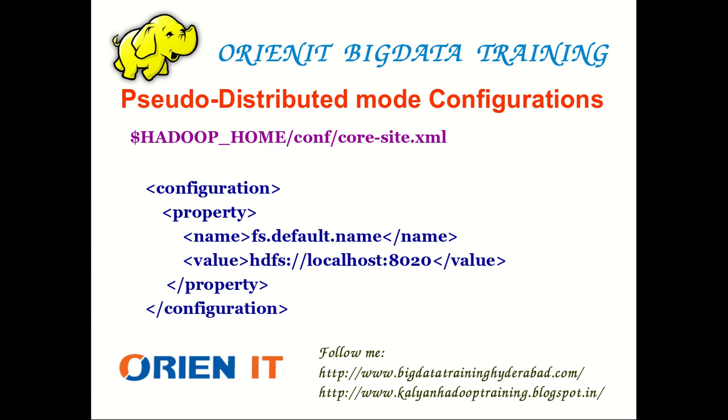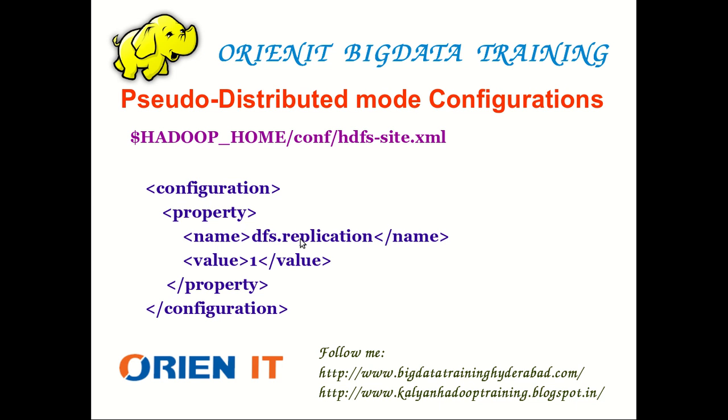So this is the major property inside core-site.xml. Along with this we'll have one more file, hdfs-site.xml. The goal of this file is configuring the HDFS related properties, and here we are configuring one of the properties, dfs.replication.